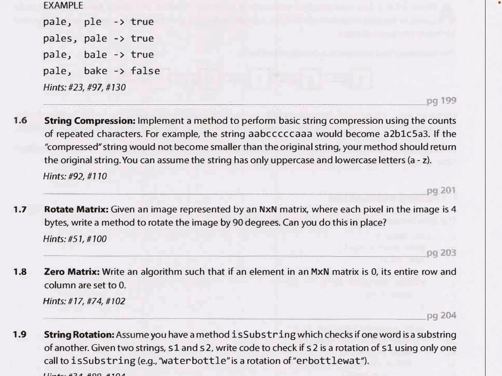We're given an image represented by an N by N matrix, where each pixel in the image is 4 bytes. Write a method to rotate the image 90 degrees. Can it be done in place? Yes, it indeed can. I've been thinking about this question for some reason.